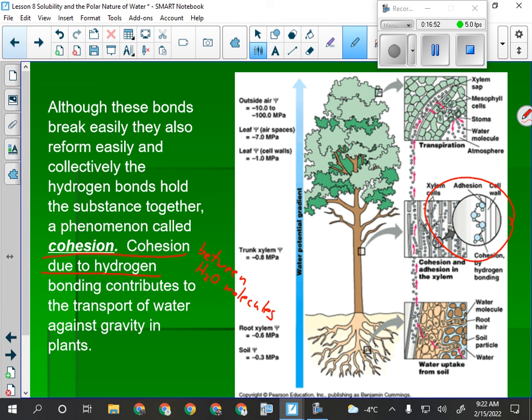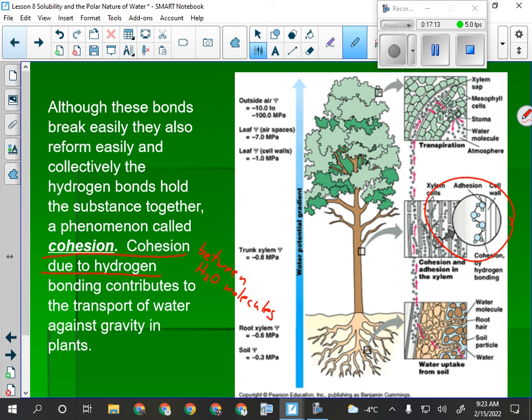Now, those tubes have to be really small. They're microscopic, in fact. If they were big tubes, the weight of the water in that column would be too much for the hydrogen bonds to support, so the tubes are all microscopic. There's millions of them in the trunk of a tree. Questions on polar nature of water.